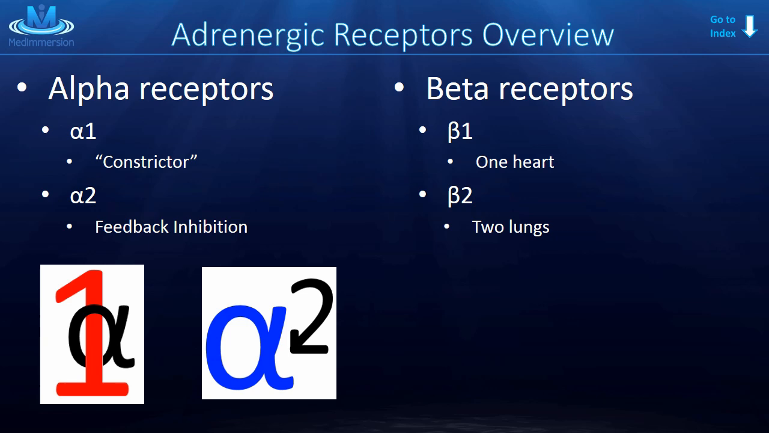All right, now on to the beta receptors. Beta 1 receptors and beta 2 receptors do many things, but I clumped them together.